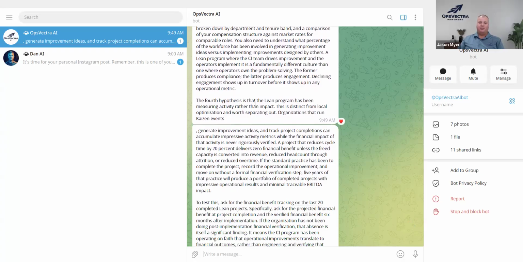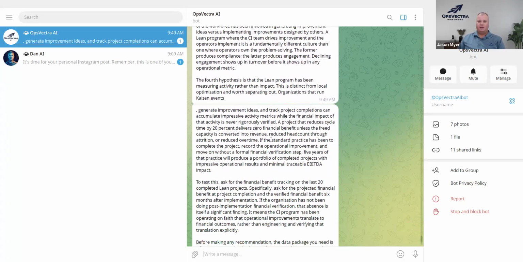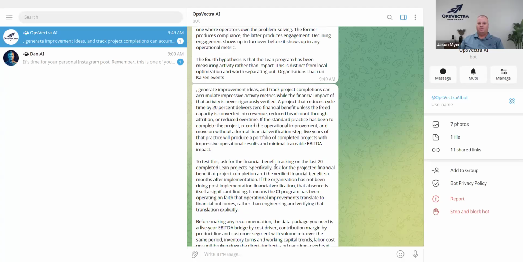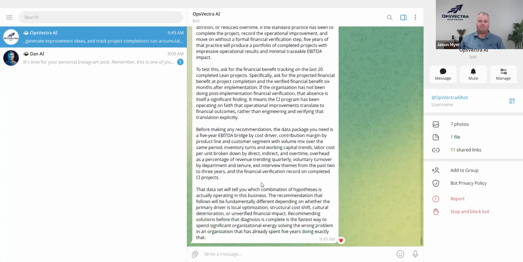Fourth hypothesis is that the lean program has been measuring activity rather than impact. To test this, ask for financial benefit tracking on the last 20 completed lean projects. Are you just finishing projects, or are you doing meaningful projects that are actually turning into revenue? If the organization has not been doing post implementation financial verification, that absence is itself a significant finding. It means the CI program has been operating on faith that operational improvements translate to financial outcomes.